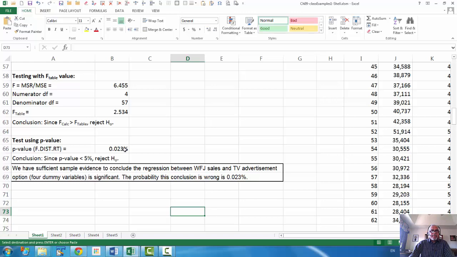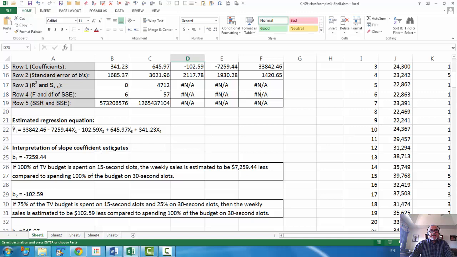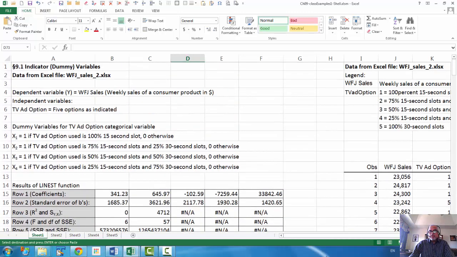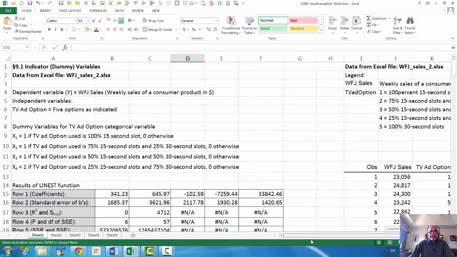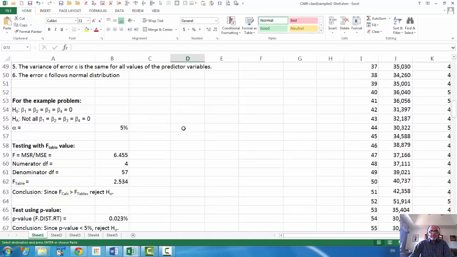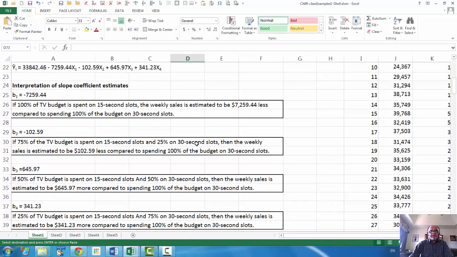So here all of these interpretations are independent of which 4 dummy variables are actually selected for the purpose of running the regression analysis. Okay. And also the final conclusion will all be exactly the same no matter which 4 you select. So of course the one that is left out, if it is the 50-50 slot that is being left out, then all the comparison will be to the 50-50 option.